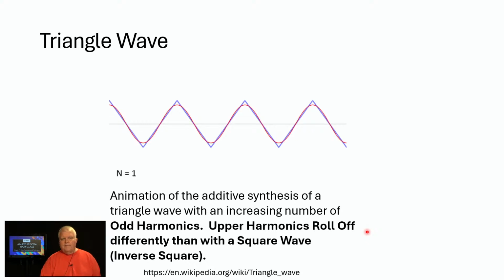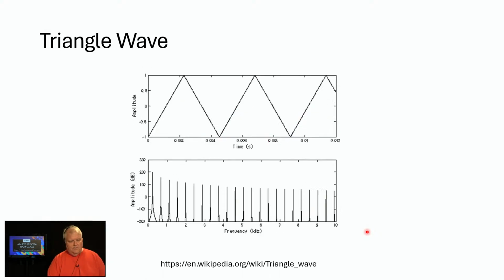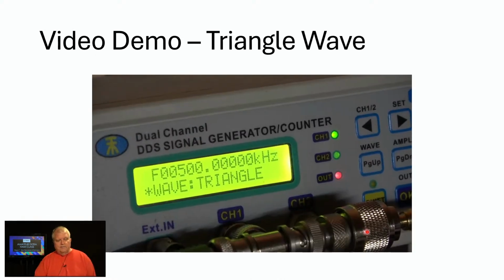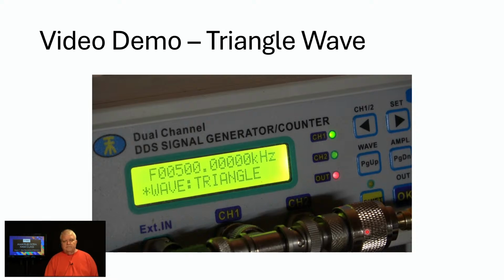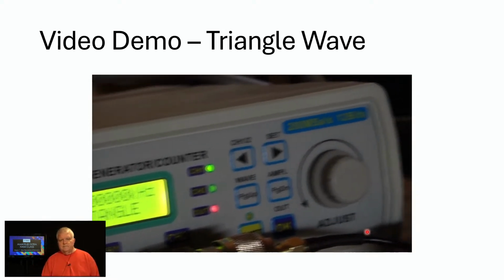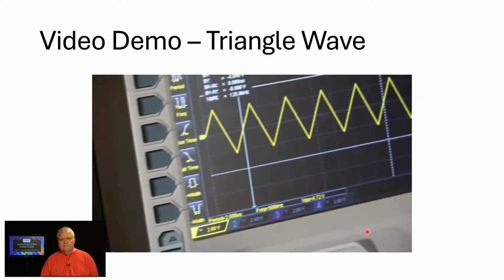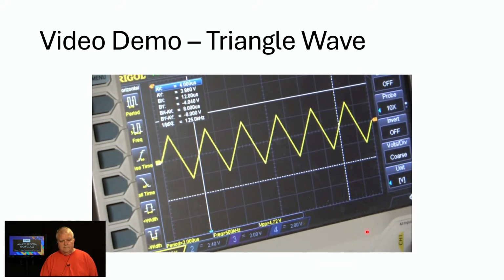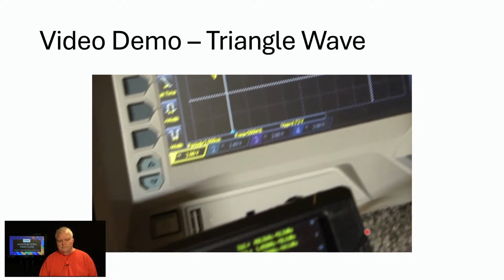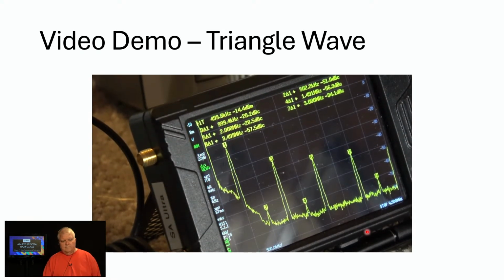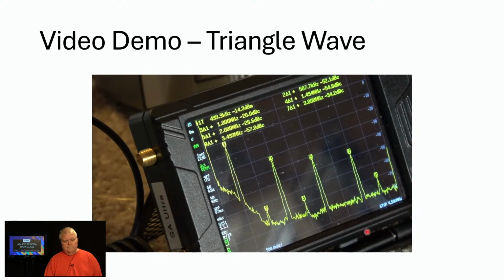Triangle waves also have odd harmonics, but their distribution is slightly different. And you can see here on this graph the harmonics that make up a triangle wave, and we're able to reproduce it down in the workshop. Now we set the generator to output a 500 kilohertz triangle wave. And if we pan over to the oscilloscope, you can see indeed it is a triangle wave. And if we look to the tiny spectrum analyzer, you can see that it has odd harmonics as the main components.